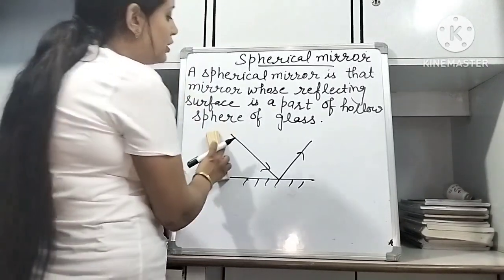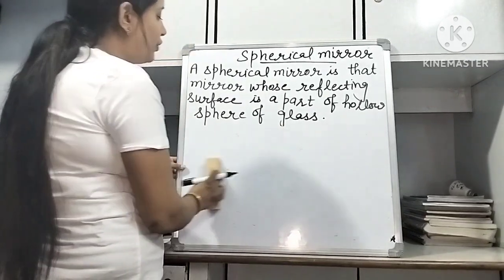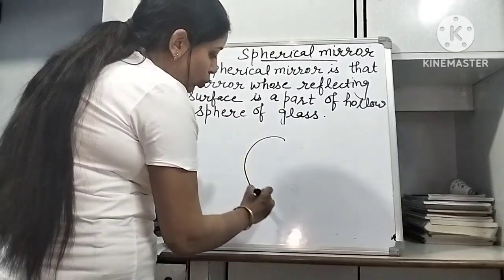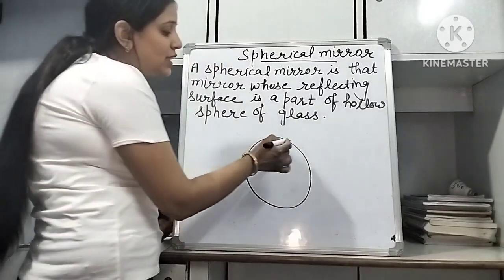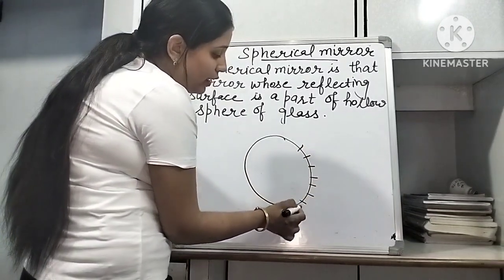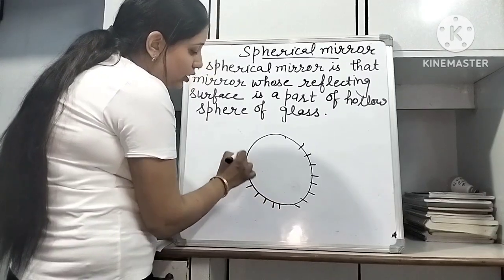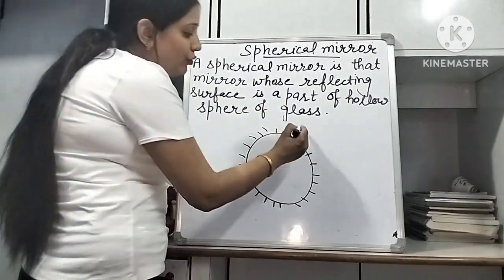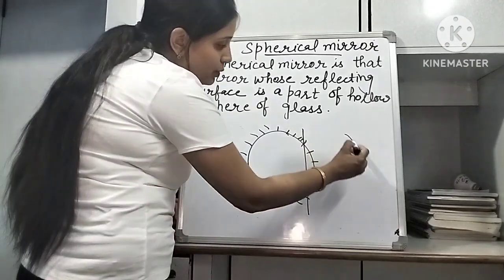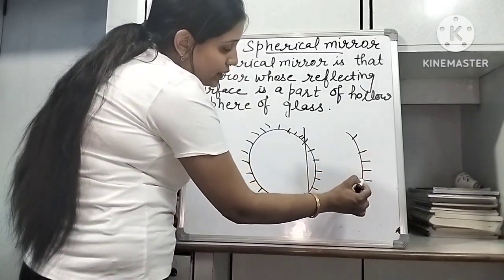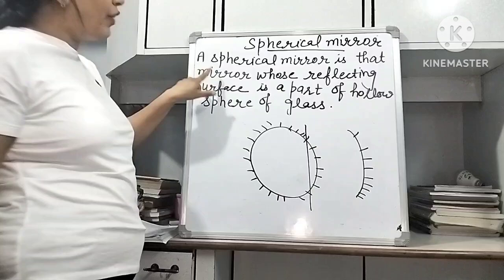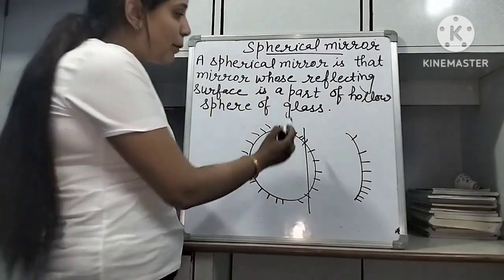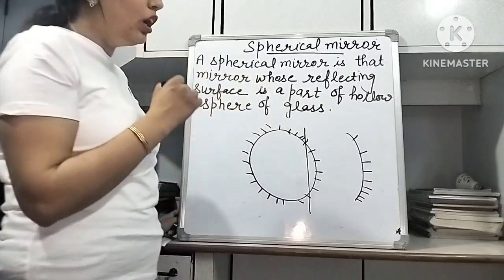A spherical mirror is a mirror whose reflecting surface is a part of a hollow sphere of glass. So we have a hollow sphere of glass. One side is considered the back side and the inner side is considered the front side. If we cut this, then this mirror is formed, which is known as the spherical mirror.